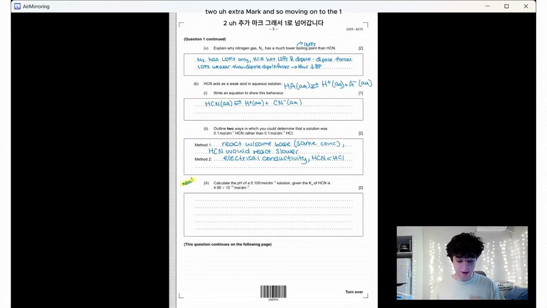And so moving on to the 1B3, this one is some math. The SL version had just a simple pH calculation. Meanwhile, for the HL version, it gets more complicated because it is a weak acid. So it's going to be a weak acid pH calculation. And so it tells us to calculate the pH, this is 0.1. It tells us the concentration of HCN.